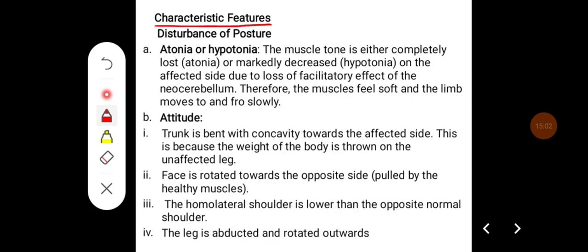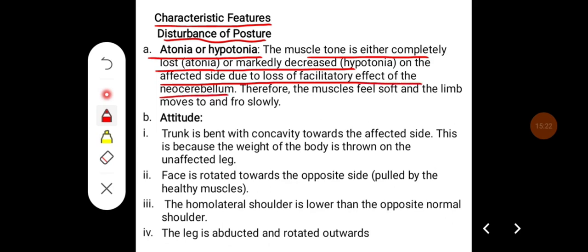Some of the characteristic features of cerebellar lesion: there will be disturbance in the posture. There can be atonia or hypotonia. The muscle tone is either completely lost, which is called as atonia, or markedly decreased, which is called as hypotonia, on the affected side due to the loss of facilitatory effect of the neocerebellum. Therefore, the muscles feel soft and the limb moves to and fro slowly.